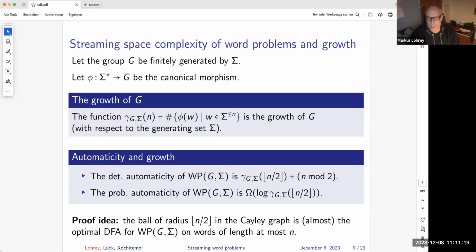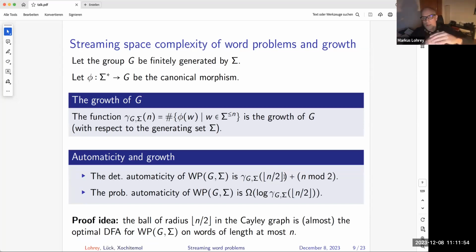For the first result, you wouldn't be surprised if there were an n here, because the ball of radius n in the Cayley graph can be viewed as a finite automaton, and this finite automaton, the ball of radius n, can certainly be used to tell whether a word of length at most n is the group identity or not. Yeah, that's quite clear. Why is n/2 sufficient here?